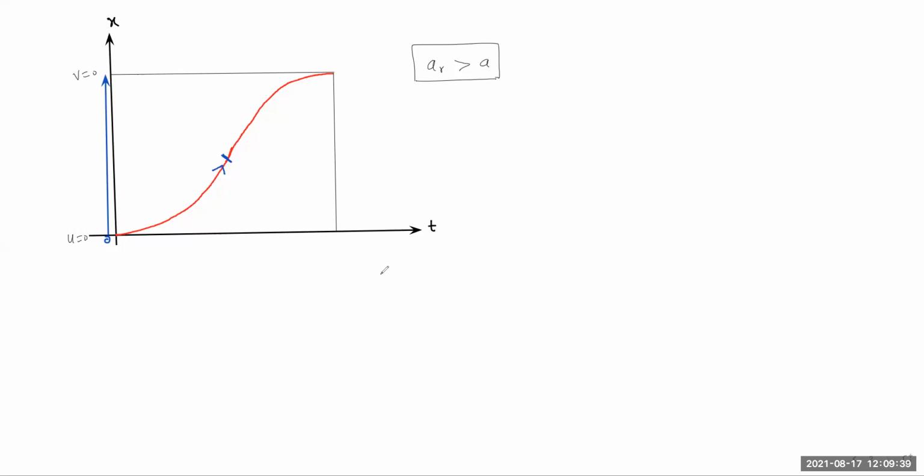I think this is not a difficult thing. Now comes the situation when AR is equal to A. So what happens when AR equals A? In such a case, if you start from rest and end at rest, then you must divide equally, right? You must divide into equal intervals. So the journey must have half for the acceleration and half for the retardation.